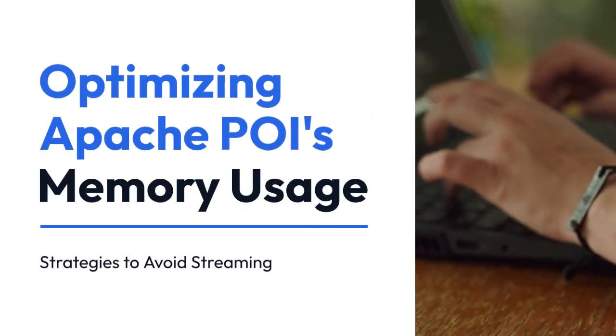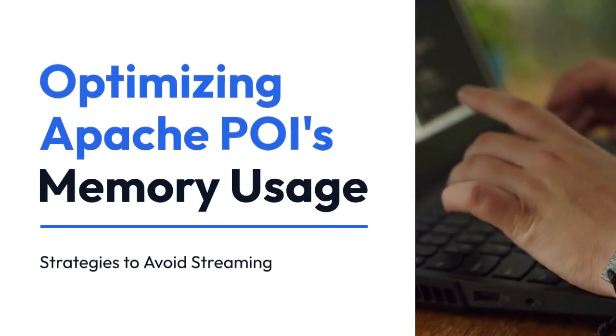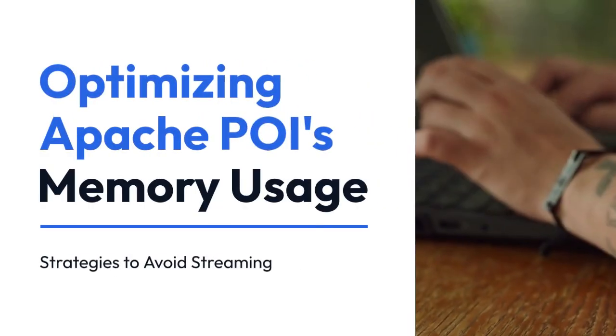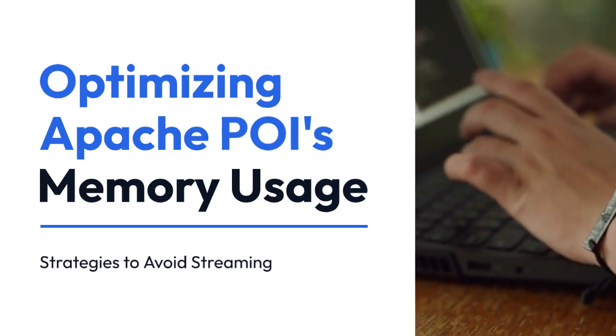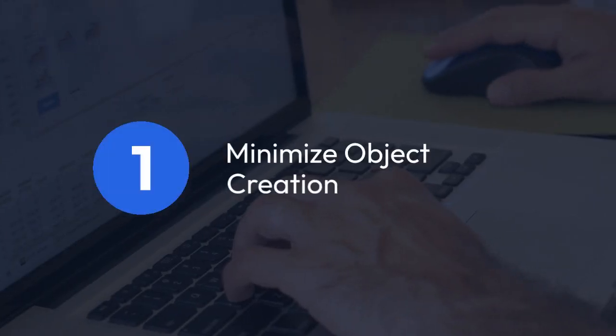We're going to explore how to optimize Apache POI's memory usage when dealing with massive Excel files, focusing on strategies that avoid streaming. 1. Minimize object creation. Apache POI's default behavior is to load the entire Excel file into memory. The biggest memory hog is often the creation of numerous cell objects.